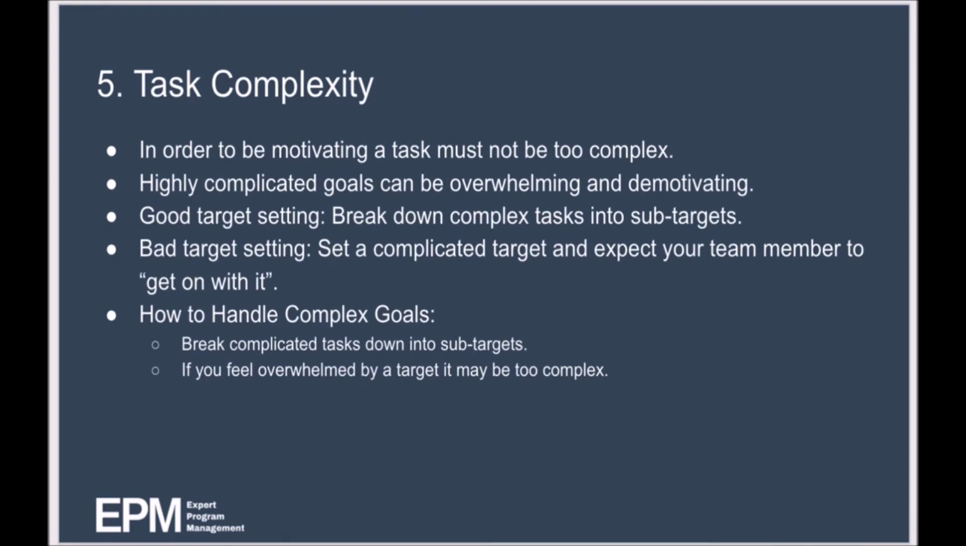So finally, we come to task complexity. Now, in order for a goal to be motivating, it must not be too complex or too complicated. Highly complicated goals can be overwhelming and even demotivating. So for example, good target setting might be to break down complex targets into sub-targets so they're easy to understand, but a bad way of doing things is to simply set a complicated target and expect your team member to just get on with it.